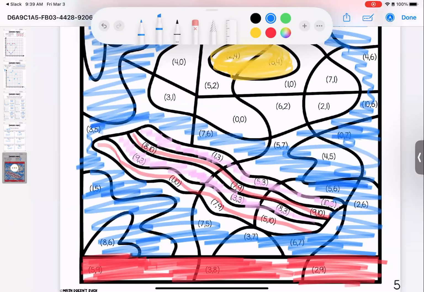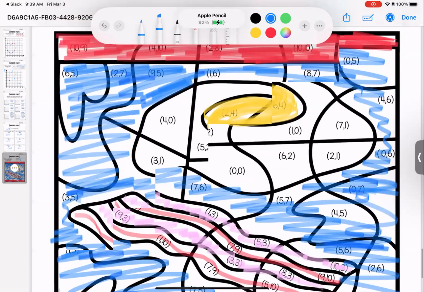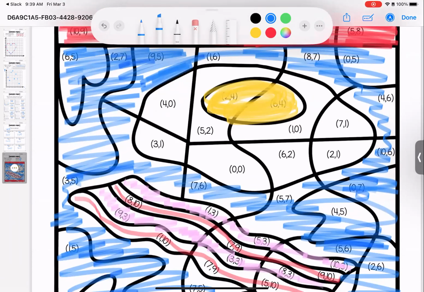This is what it should have looked like. So we have an egg with a yellow yolk, white outside, red on the borders, and everything else is blue. The bacon was red and pink.